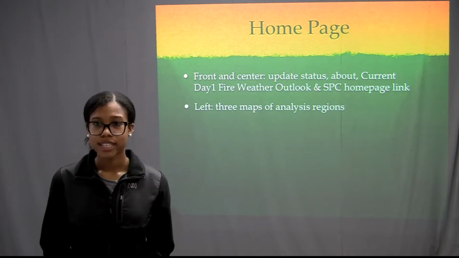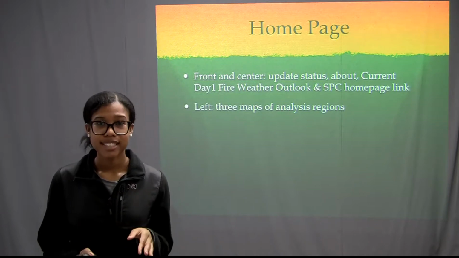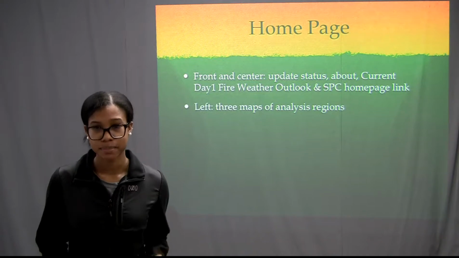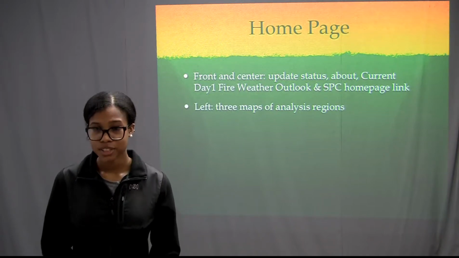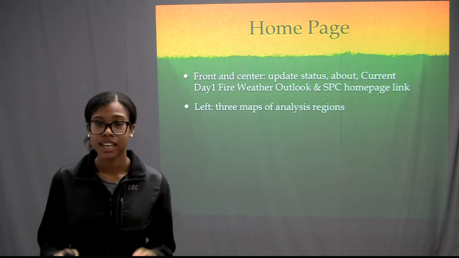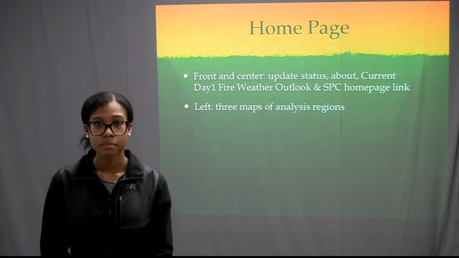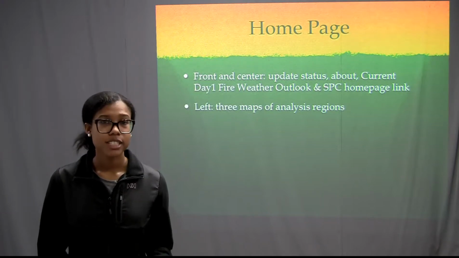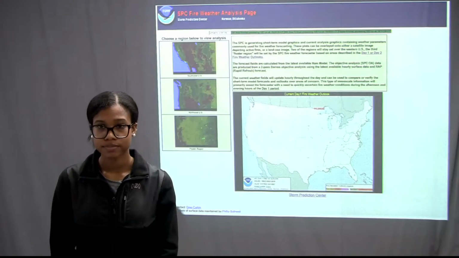Below that, you're going to see a continental map of the United States, and if there are any fire weather outlooks, they're going to be shown on this map. Right below that is a link for the Storm Prediction Center homepage, and on the left side of the page, you're going to find 3 maps that you can click, and they are analysis regions, so these include the Northwest United States, the Southwest United States, and a Florida region.